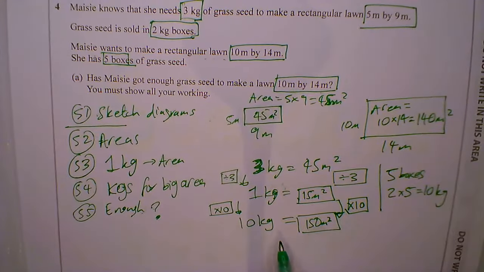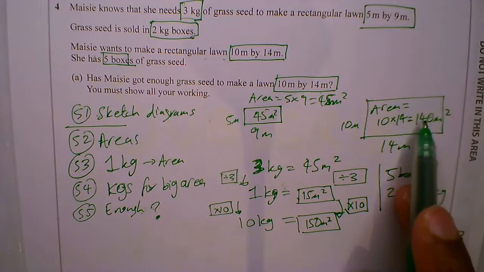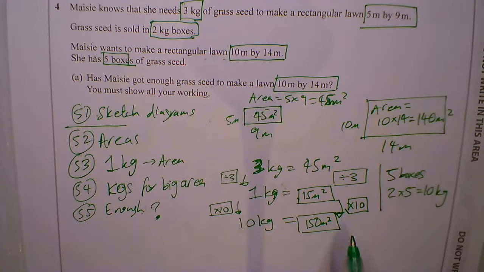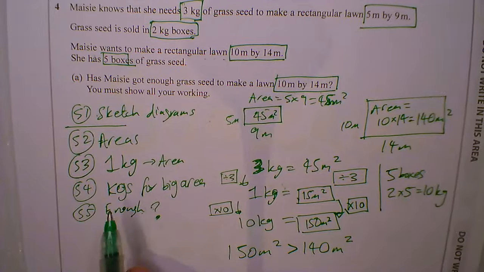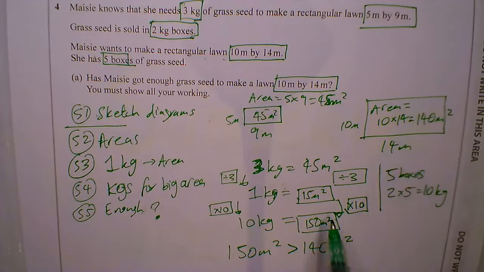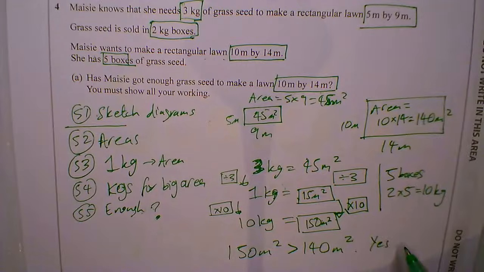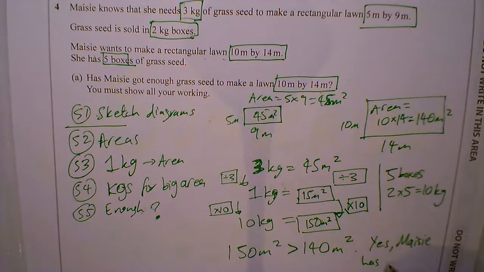So that's how much she has. How much does she need? Macy wants to make a rectangular lawn, this, and the area for that is here. So I know I need this much, and she's got 150. So 150 meters squared is more than 140 meters squared. So I've got the big area, and I can see that I've got more than I need. So step 5, has Macy got enough? The answer is yes. Macy has enough.